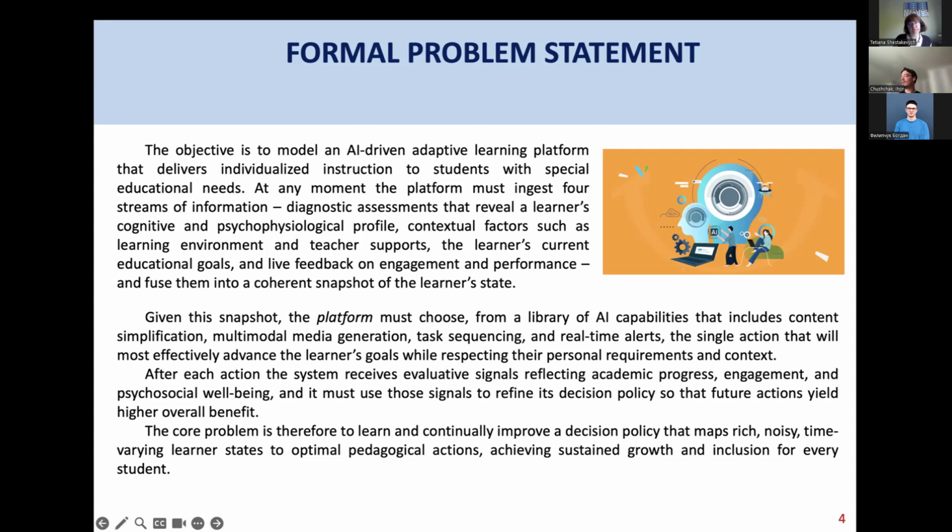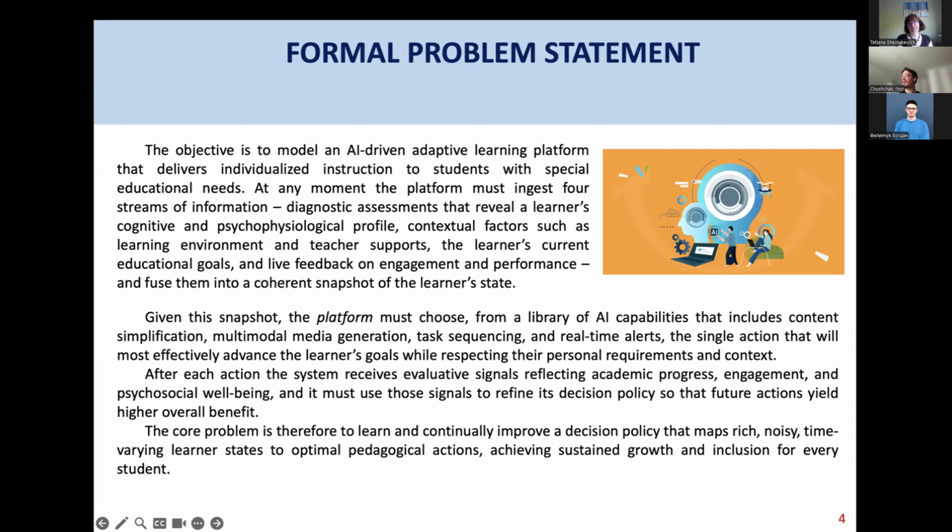Based on this snapshot, the platform must then select the most appropriate action from a set of AI capabilities, including content simplification, multimodal media generation, task sequencing, and real-time alerts. The chosen action must advance the learner's educational objectives while adapting to their specific condition and context.